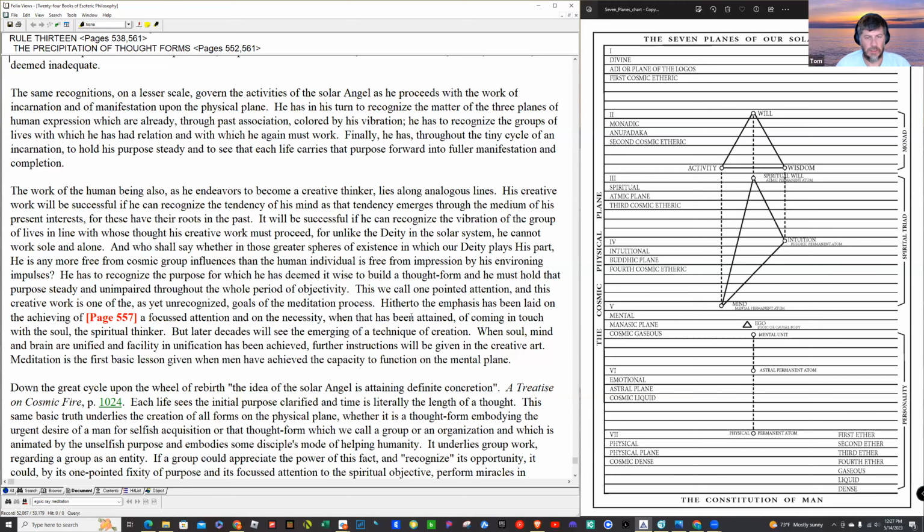Hitherto, the emphasis has been laid on the achieving of a focused attention and on the necessity, when that has been attained, of coming in touch with the soul, the spiritual thinker. But the later decades will see the emerging of a technique of creation. When soul, mind, and brain are unified, and facility and unification have been achieved, further instructions will be given in the creative art. Meditation is the first basic lesson given when men have achieved the capacity to function on the mental plane.